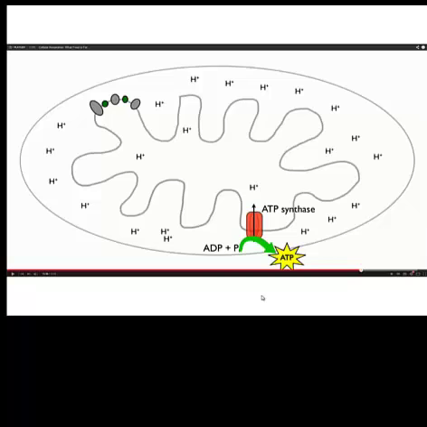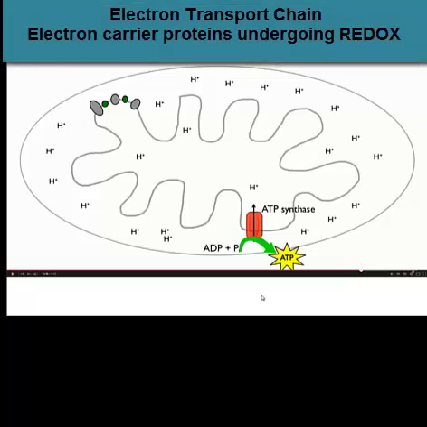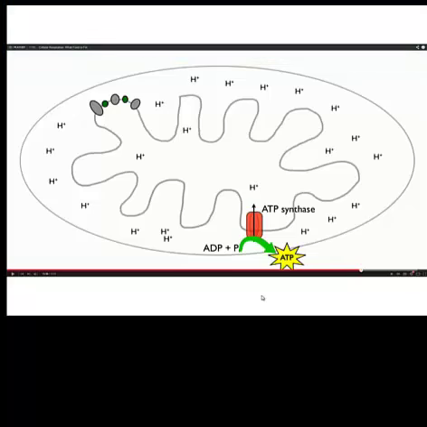So why is that important? This is a depiction of a mitochondria, and we're looking at the inner membrane where there are those proteins signified by circles in the inner membrane. This set of proteins is called the electron transport chain. They're also serving as electron carriers.